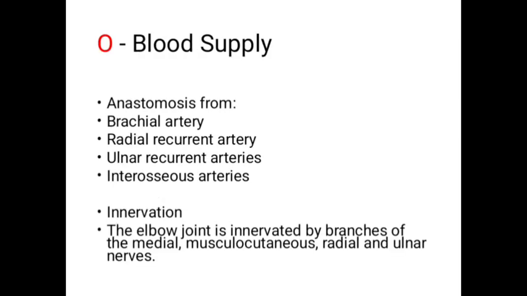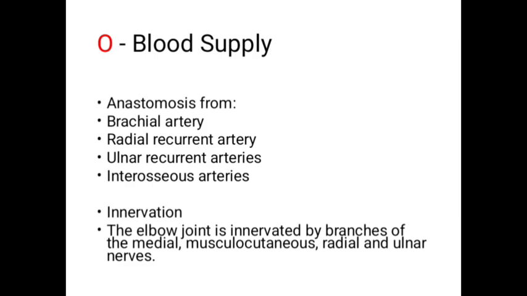Now for blood supply, the blood supply to the elbow joint is formed by anastomosis from the brachial artery, the recurrent radial artery, the recurrent ulnar arteries, and the interosseous artery. The venous drainage follows its blood supply. Now for innervation, the branches of the median nerve, musculocutaneous nerve, radial and ulnar nerves innervate the elbow joint.